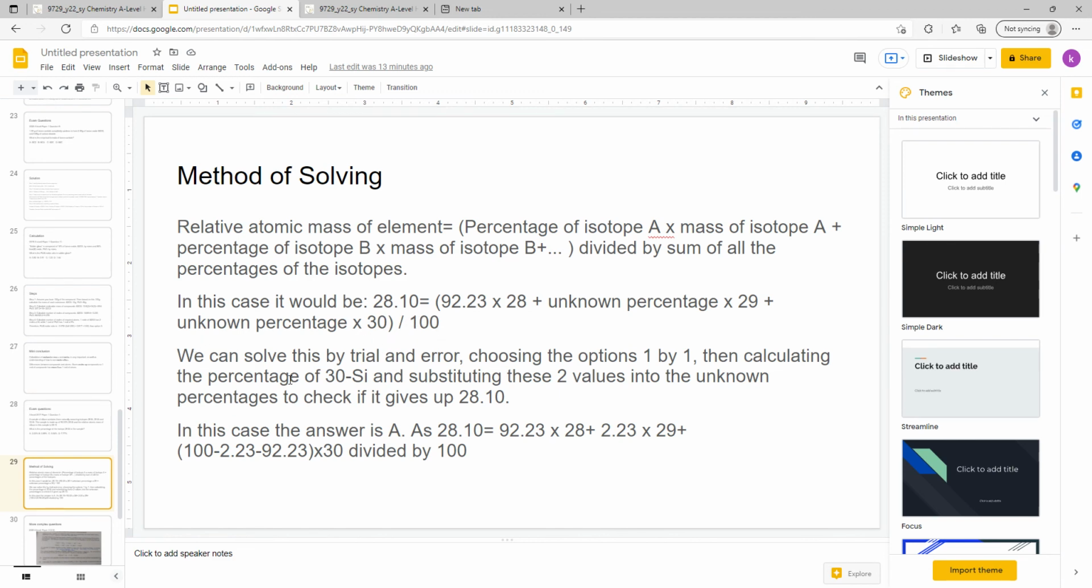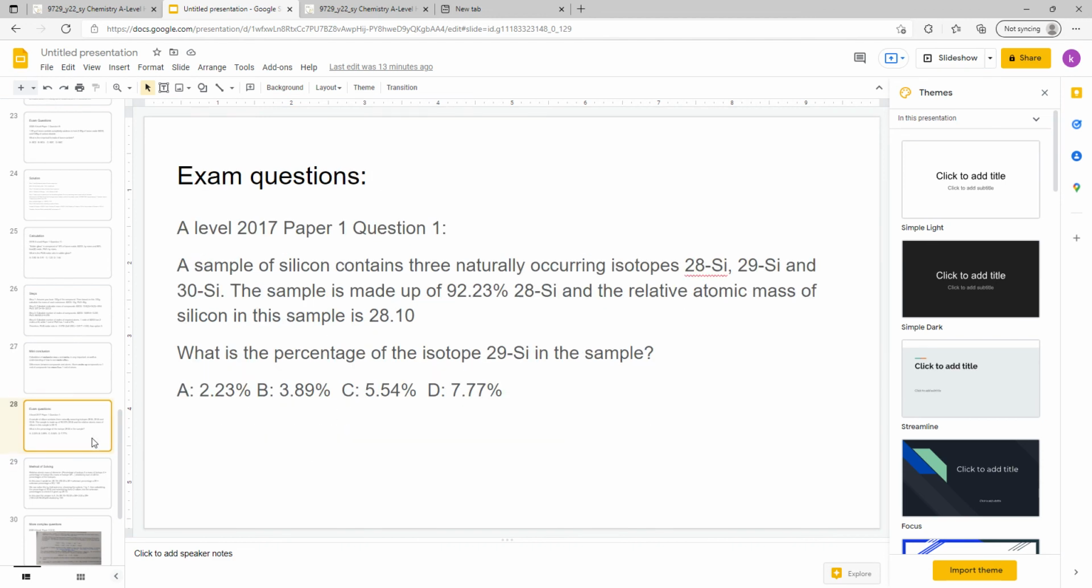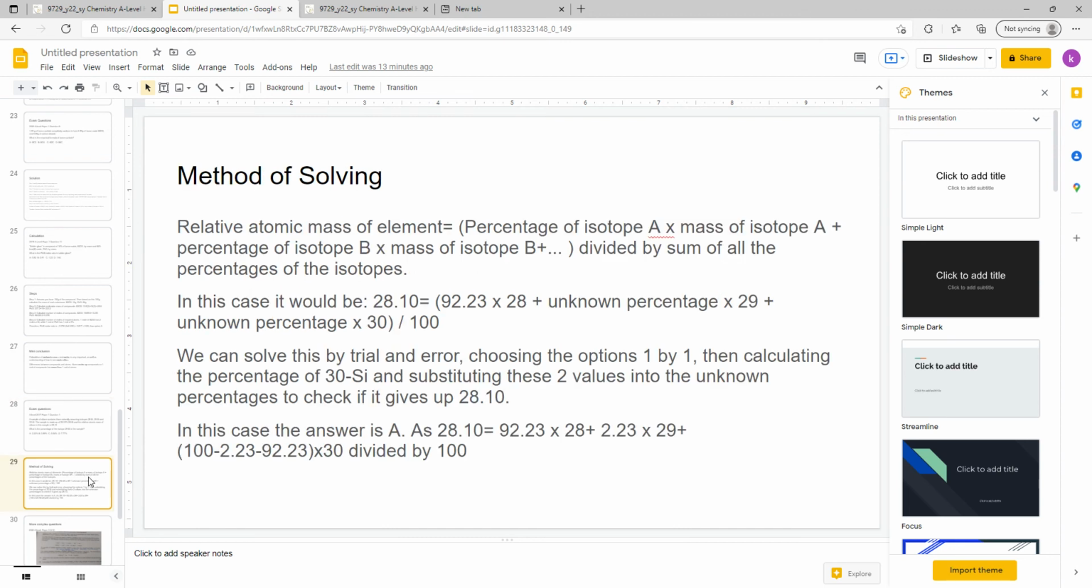So we can solve this by trial and error. We basically choose the options given in the MCQ one by one. Then we can calculate the percentage of 30Si by using 100 minus 92.23% minus the percentage of 29Si we chose. Then we substitute these two values into the unknown percentages to check if it gives us 28.10. In this case, the answer is A, and we can simply check it by inputting the necessary values into the calculator.